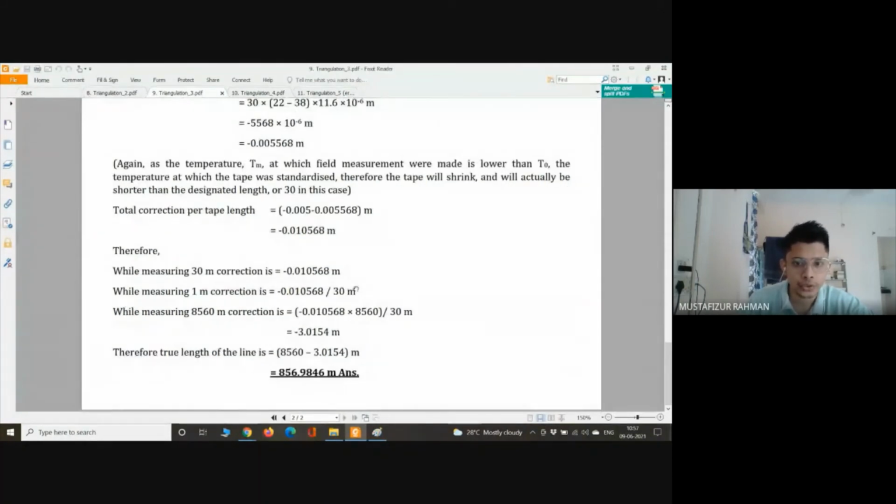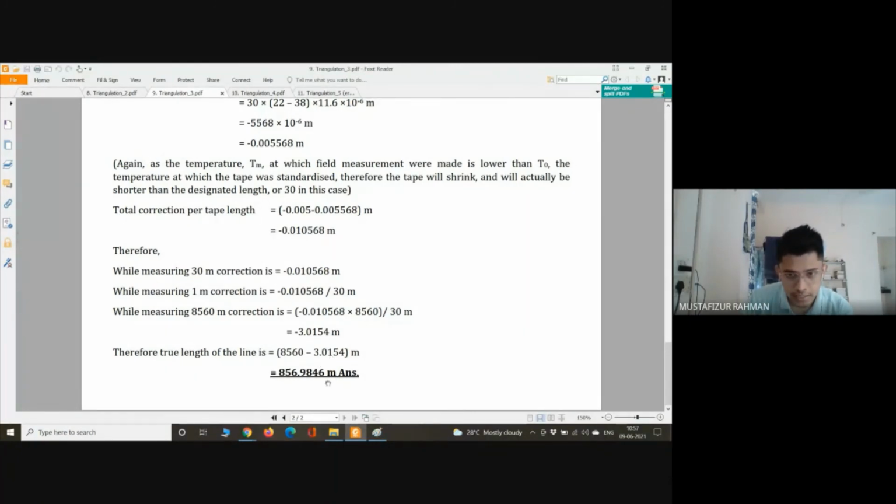Then we just have to do this unitary method. So while measuring 30 meter, this is our correction. While measuring 1 meter, this is our correction. And while measuring 8560 meter, this is our correction. Minus 3.0154 meter because it is negative. So from the final value, we have to subtract this value to get the answer.